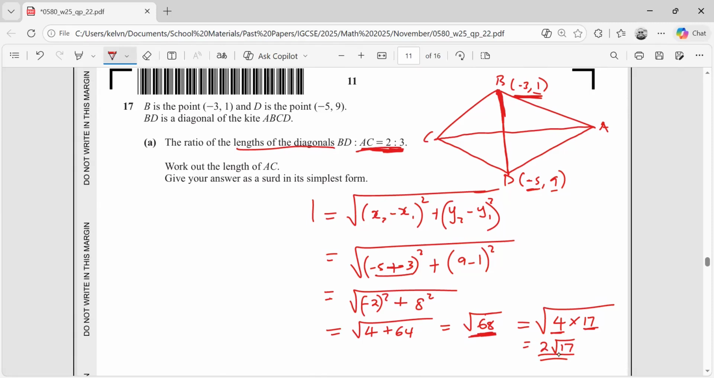Remember, this is the answer. It's just the same thing, we just simplified the surd. I hope you know how to simplify a surd. Just basically make one of the numbers really square rootable, basically the largest possible number square rootable.